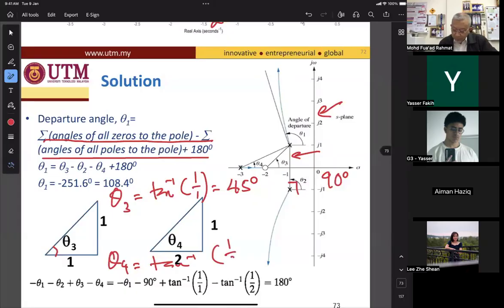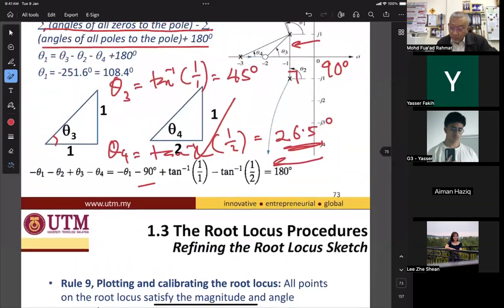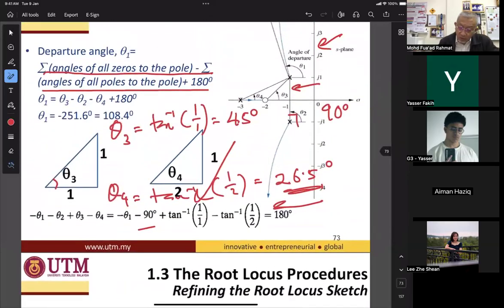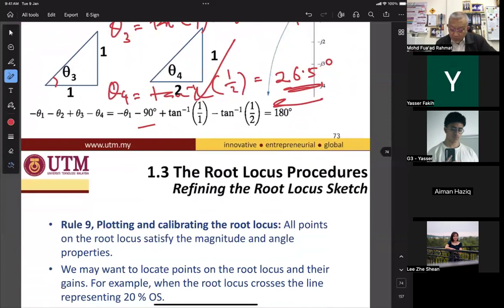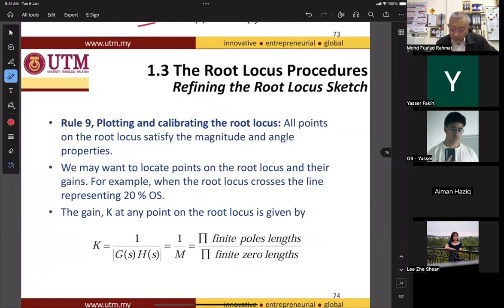And Yasir again, theta 4. This will be tan inverse of 1 over 2. 26.5. Okay. So we insert inside here. 90 degrees, theta 1, and then we will get a value of about 108. Theta 1 is 108 degrees. Okay, so that is your theta departure.